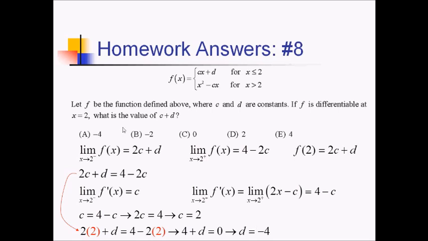There's an answer choice for negative 4 right here. There's also an answer choice for that c value of 2. However, you have to read carefully. They wanted the value of c plus d. So that means we need to do 2 plus negative 4, which is going to give us negative 2, which is choice B.